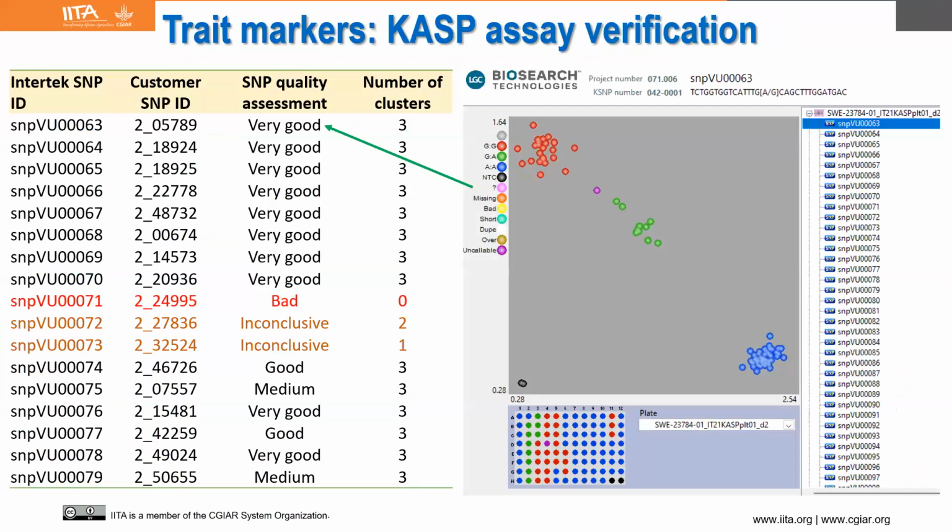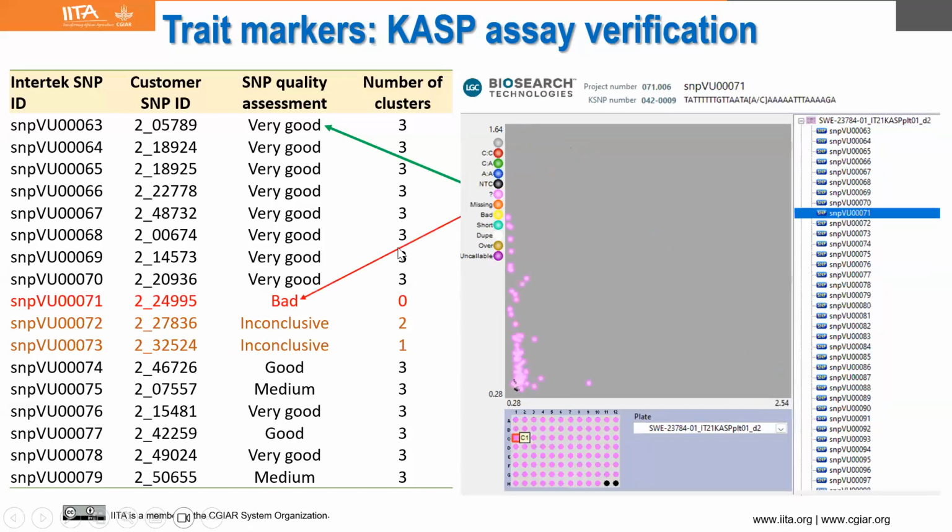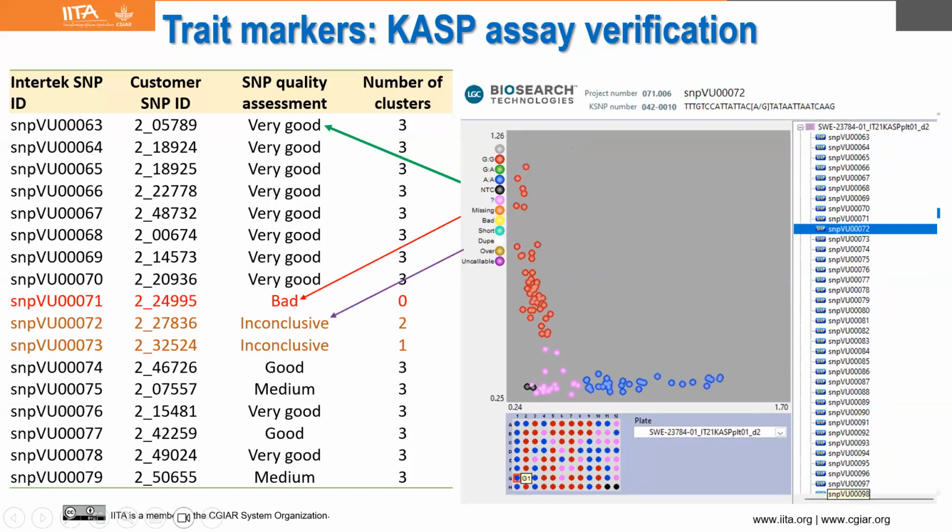So you can see the good ones are able to clearly distinguish between the homozygotes. The red and the blue are the two homozygous SNP alleles, and then the green are the heterozygotes. Then we had a few that are bad. You can see that it cannot differentiate, and so those would not be useful markers. Some were inconclusive, and so out of 75, there are just 3 that failed the process.